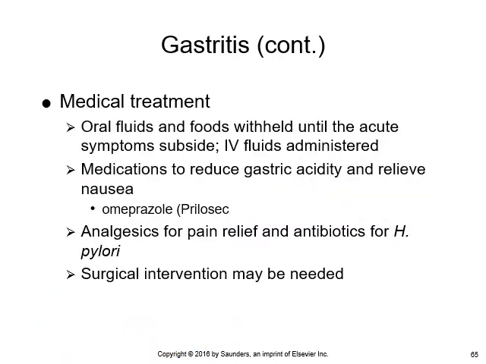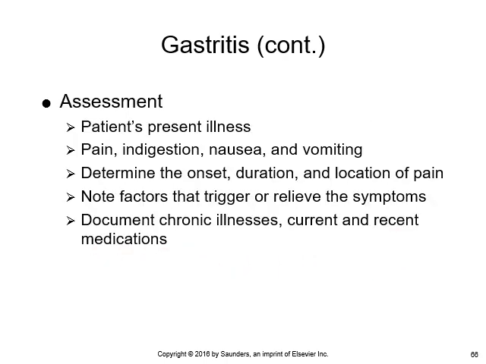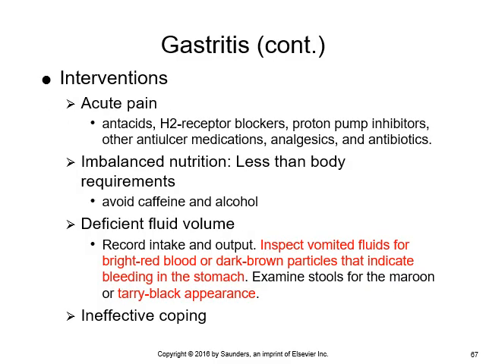All right, medical treatment for gastritis: oral fluids and foods are withheld until the acute symptoms subside, and so we will order IV fluids for dehydration and nutrition. Medications, the PPI or proton pump inhibitors that we mentioned earlier, like omeprazole, can be given, analgesics for pain relief, and then antibiotics for the H. pylori bacteria. Surgical intervention may be needed as well.